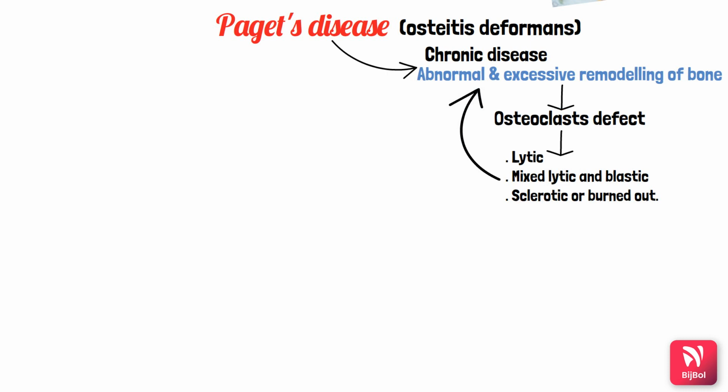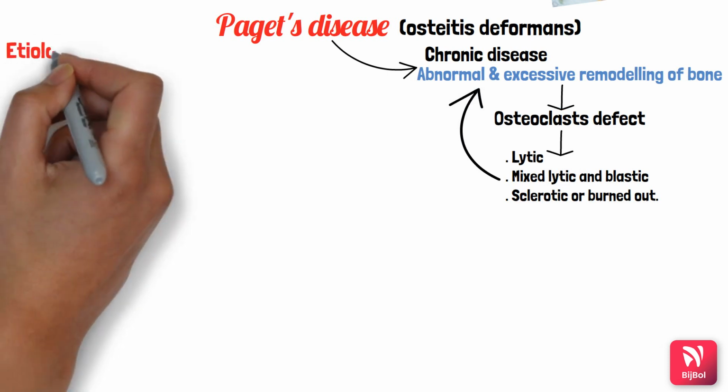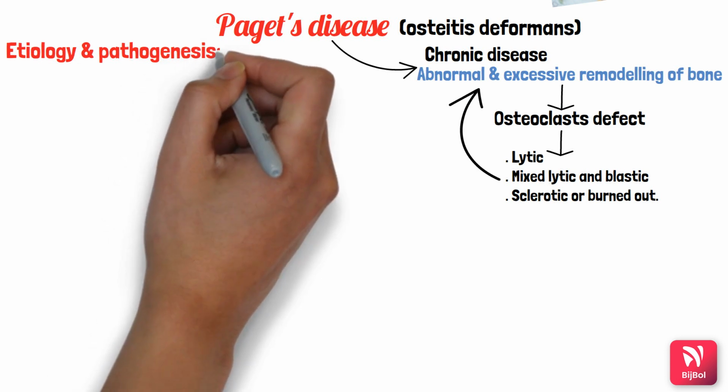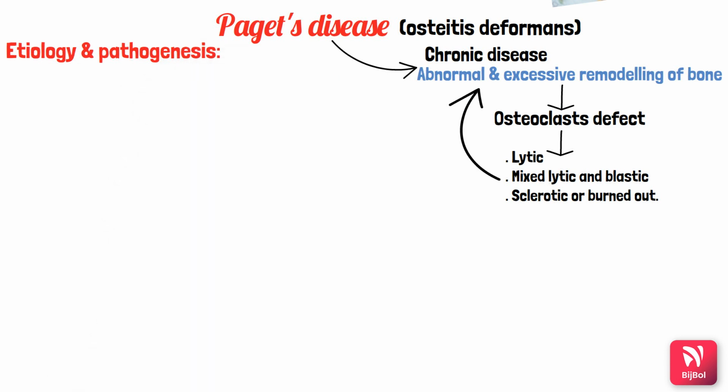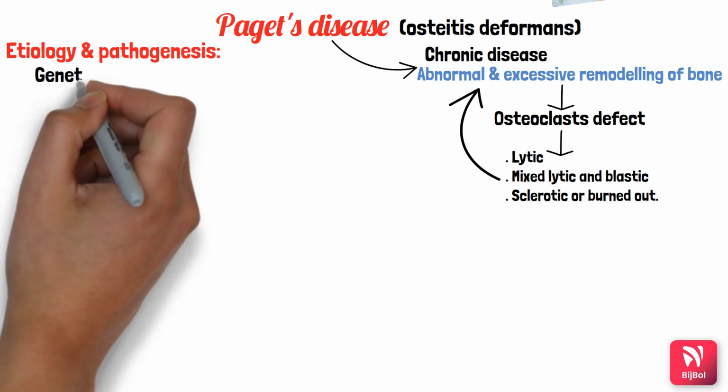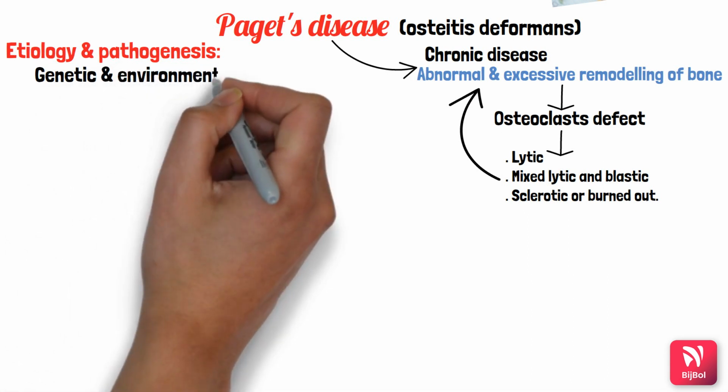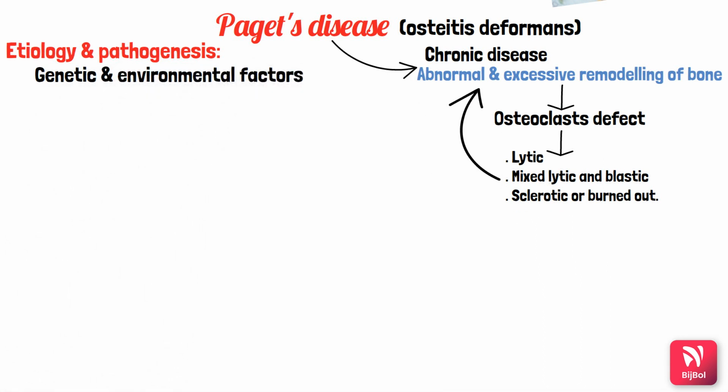So how is this abnormal remodeling occurring? What is the reason? That's what we are going to discuss in etiology and pathogenesis. Actually the etiology is unknown, but there are some genetic and environmental factors which are said to play a role in the pathogenesis of Paget's disease.